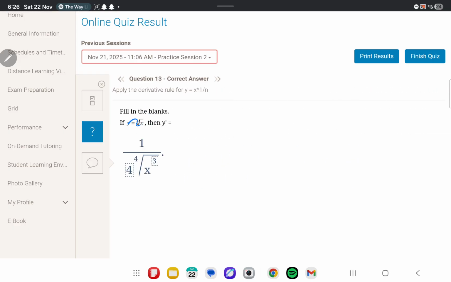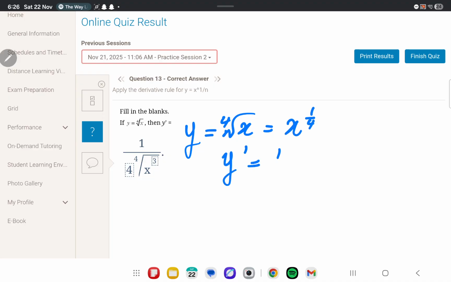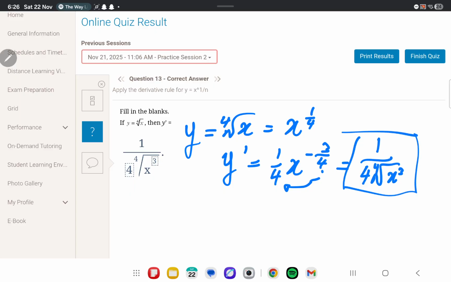Same concept. And they should have started with this question, because it's a much better introduction. So, y is equal to the fourth root of x. You can write this as x to the power of 1 over 4. Derive this. You're going to get y prime is equal to 1 over 4 x to the power of negative 3 over 4, because 1 over 4 minus 1 is negative 3 over 4. So that means just take it down. So it's going to be 1 over 4 times the fourth root of x cubed. This is your final answer.